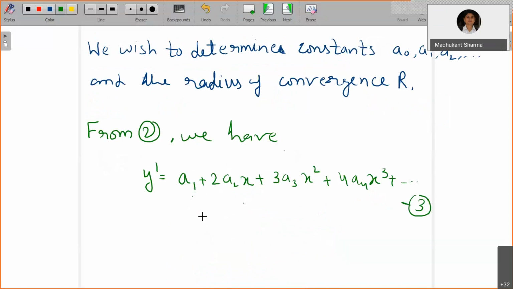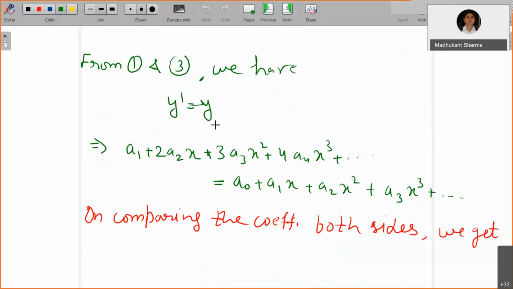Now y dash equals y. So we have to compare it with y dash equals y. For y dash equals y, the left hand side is y dash and the right hand side is y. Now you have to compare on both sides. Constant should equal constant, coefficient of x should equal coefficient of x, coefficient of x square should equal coefficient of x square, and so on. So what you observe from here is a1 equals a0, 2a2 equals a1, 3a3 equals a2, 4a4 equals a3, and so on.